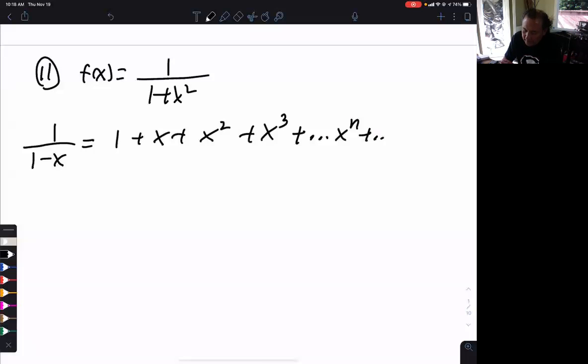So what we were doing was way too much work. The whole purpose is to see there's easier and faster ways to do things. So we know this. This is something that you must have memorized. It's one of our standard Maclaurin series that we should know. It's 1 plus x plus x squared plus dot, dot, dot plus x to the n plus dot, dot, dot.